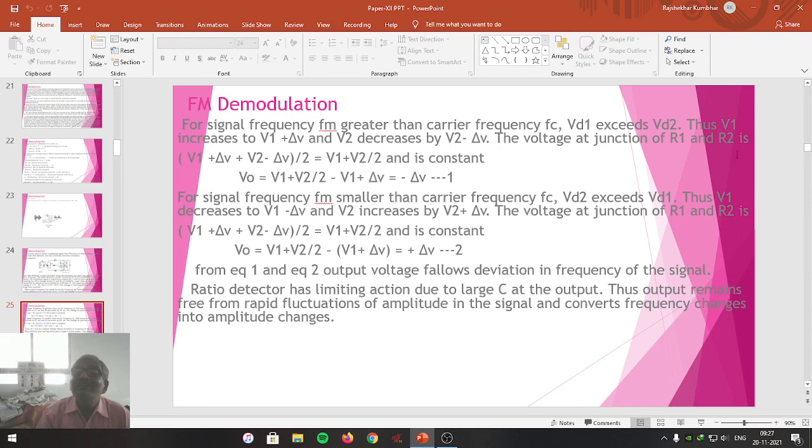Student friends, this is all about the FM discrimination circuitry, one of the circuits called the ratio detector.